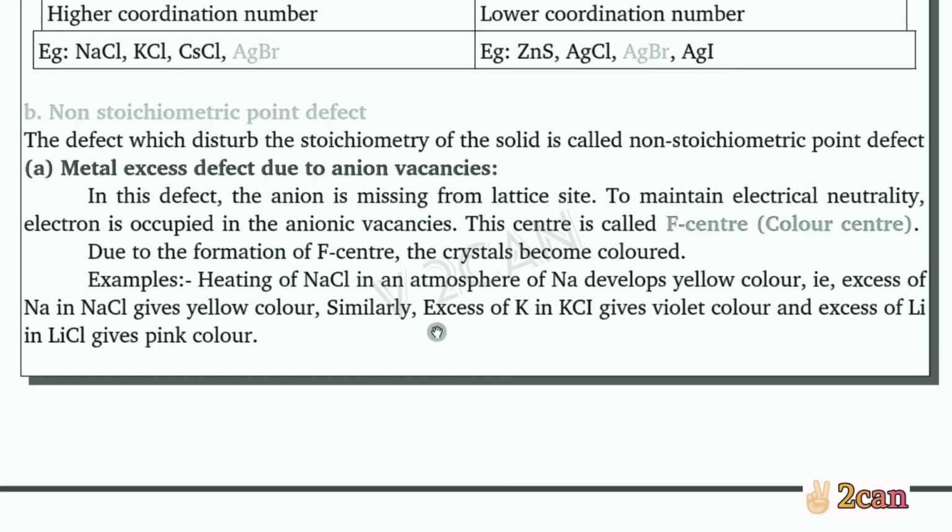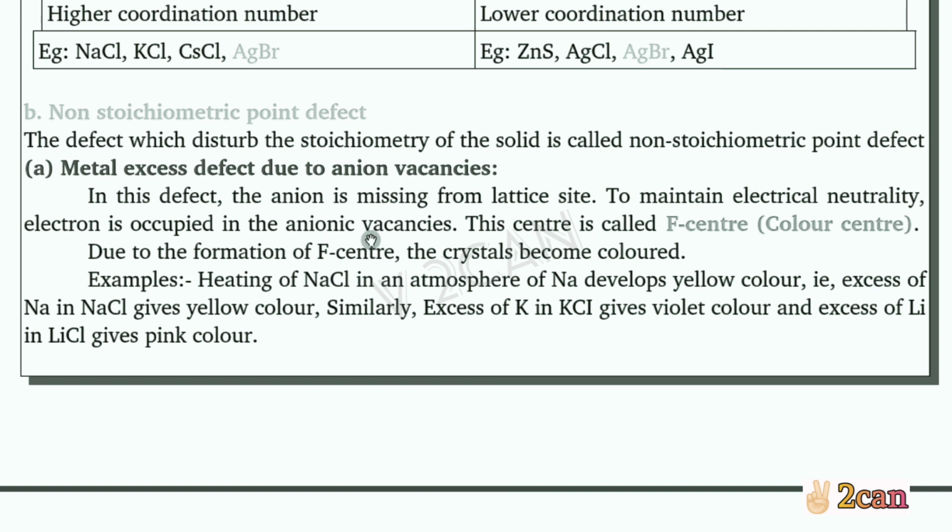Next is non-stoichiometric point defect. The defect which disturbs the stoichiometry of the solid is called non-stoichiometric point defect. Metal excess defect due to anion vacancies. In this defect, the anion is missing from the lattice site. To maintain electrical neutrality, an electron occupies the anionic vacancy.